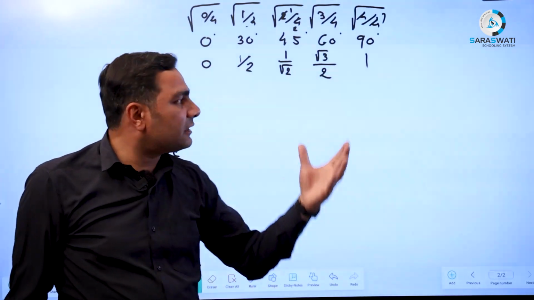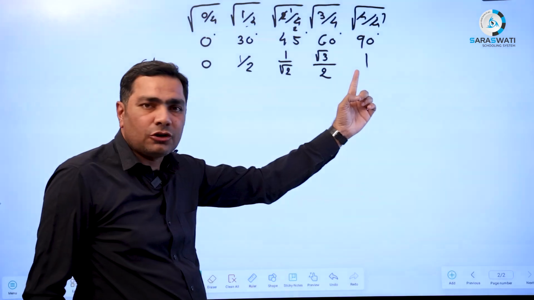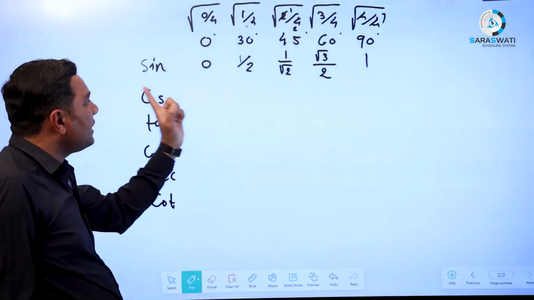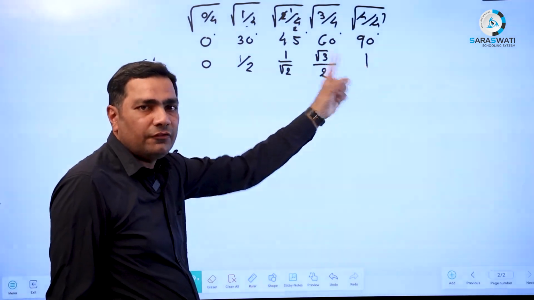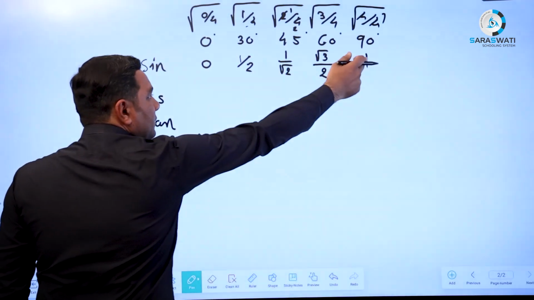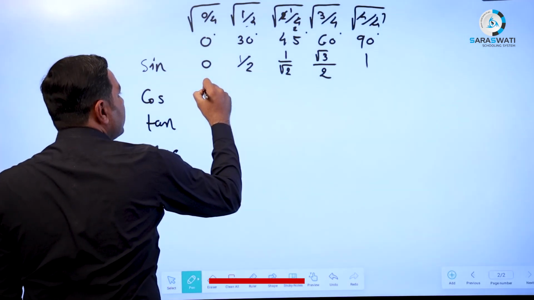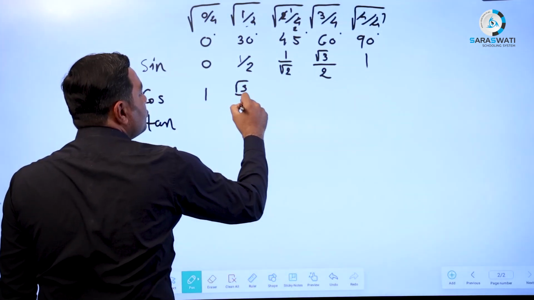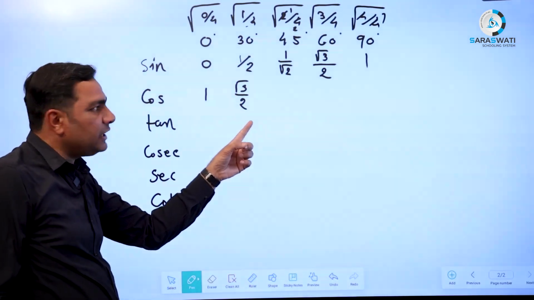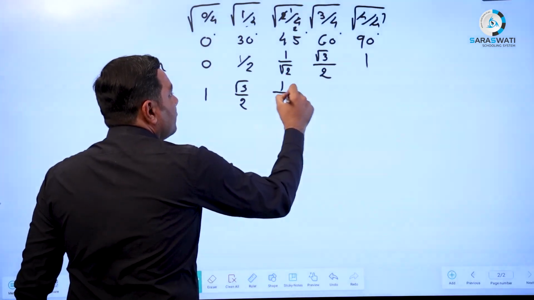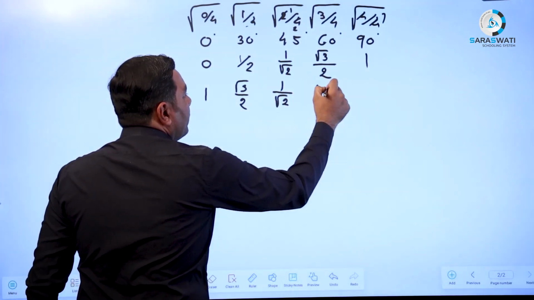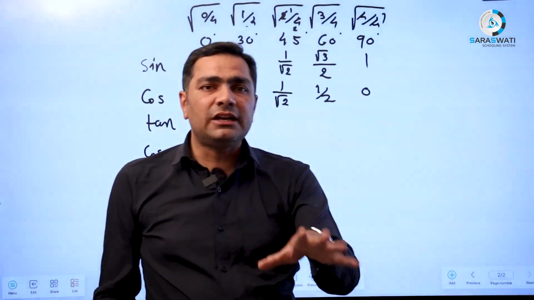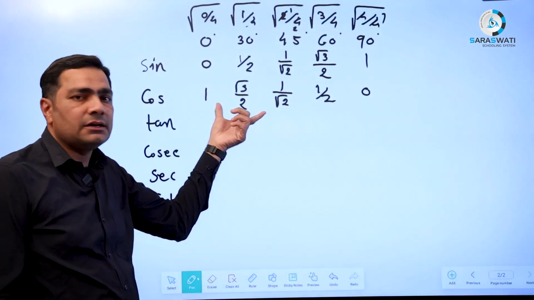Now, how to prepare the rest of the values? It will all depend on this first row. The values of cos are nothing but the exact reverse sequence of sine. So we start with 1 in place of 0, that means cos 0 is 1, followed by root 3 by 2, that gives cos 30 as root 3 by 2, followed by 45, 1 upon root 2, then 1 by 2. I am not doing anything special, I am simply reversing the sequence of sine to prepare the values of cos.